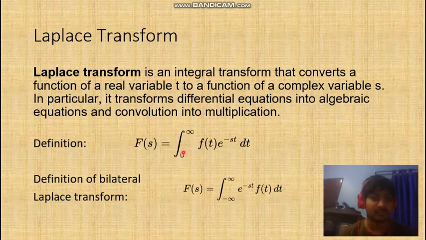Now here we have the definition of the Laplace transform. F(s) equals an integral from 0 to infinity of f(t) times e to the power minus st dt. Here f(t) is the function itself of which the Laplace transformation is being done, and e to the power minus st is the integral kernel. And here we have the definition of the bilateral Laplace transform. F(s) equals the integral from minus infinity to infinity of e to the power minus st times f(t) dt.